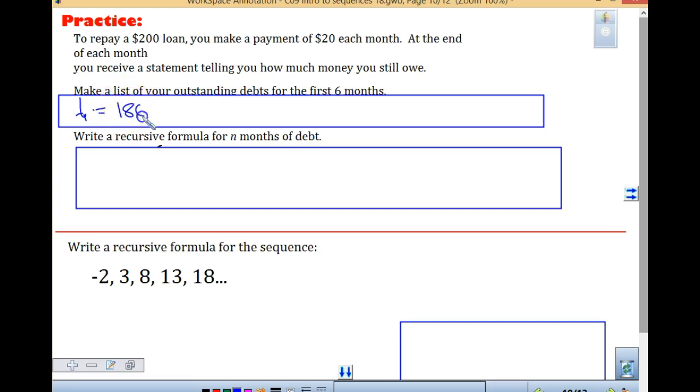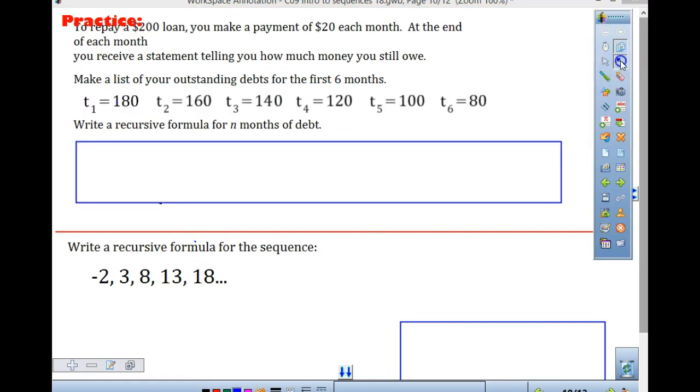180. So this is probably the most common mistake on this one, is that people think you're starting at the loan was for 200 at the end of each month. So after month 1, we've already paid $20, right? So we're down to 180. So what is T sub 2 going to be? My next one should be 160. Okay? So could we list T sub 3, T sub 4? Please do that up to T sub 6, when you're thinking about what that first term is.